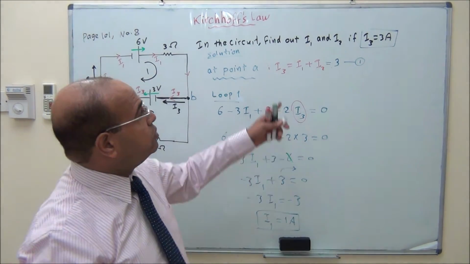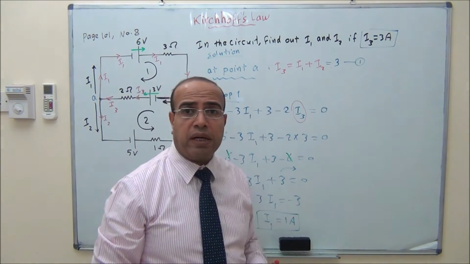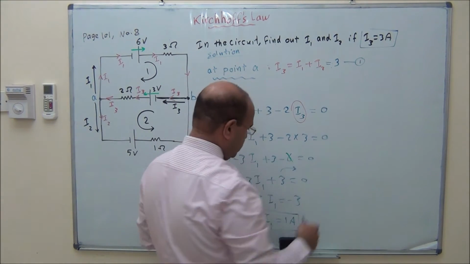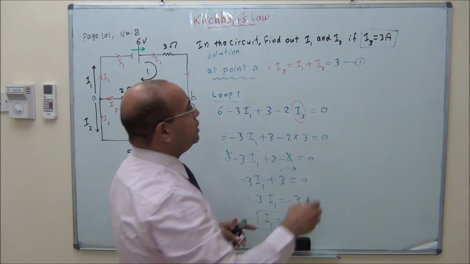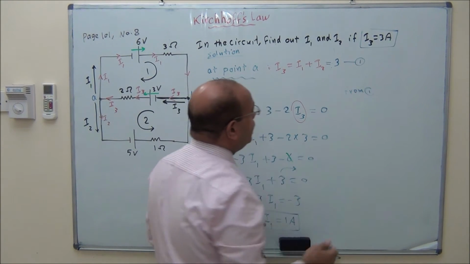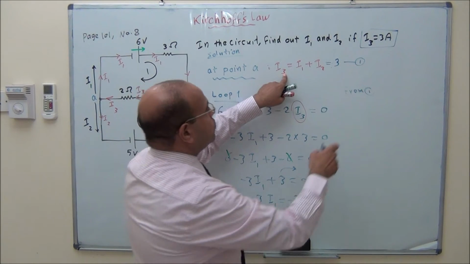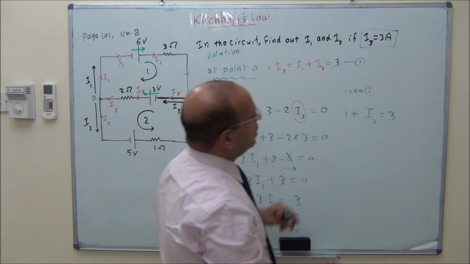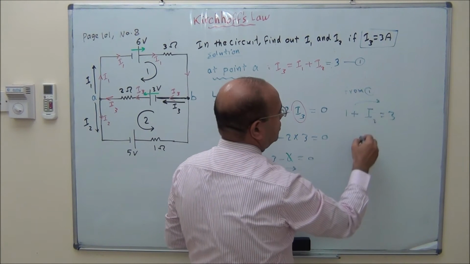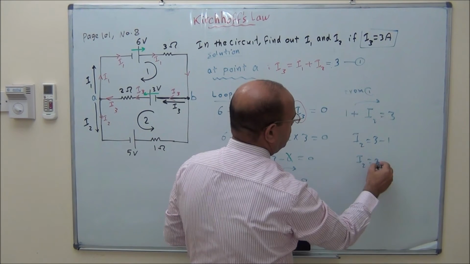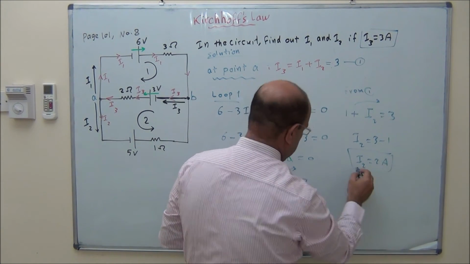We need to get I2 because this is the required. Find I1 and I2. What we do? Substitute in equation 1. So substitute for I1 equals 1 in equation 1. So from equation 1, I1 now it's 1 ampere, I2 equals 3. 1 to the other side, it becomes negative, so I2 equals 3 minus 1, so I2 equals 2 ampere. So this is the answer.